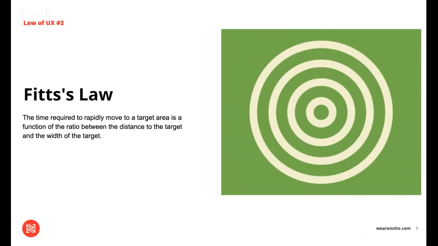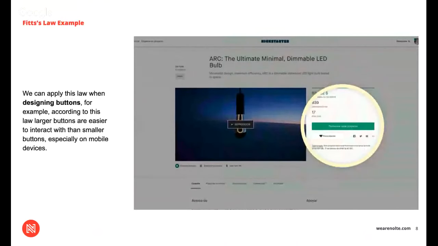The second law that I want to talk about is Fitts's law, which says that the time required to rapidly move to a target area is a function of the ratio between the distance to the target and the width of the target. Some of these concepts are a little complex to understand, but that's why I want to show some practical examples of all these laws applied on the UI.